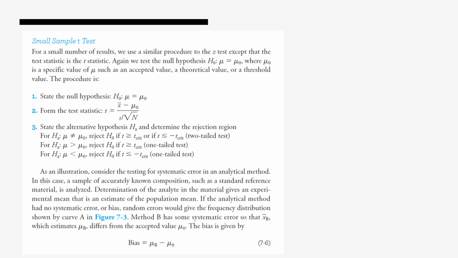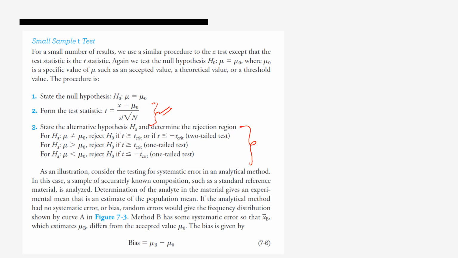Now, for example, if you have a small sample size, instead of using z, you use your t value, and you can use this formula in calculating your t. And these are the conditions when we reject our null hypothesis from the calculation.